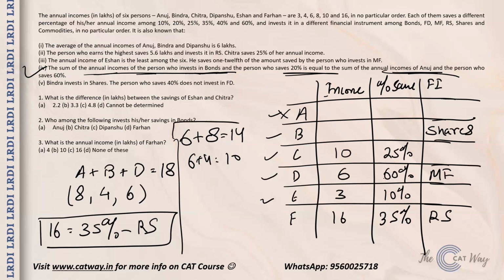Okay, let's see what we have. Let's say the bond person is E and he is getting 3. Then the person who saves 20%, again, the 20% guy also cannot be A. Now one thing is clear, because A cannot be the 20% guy, that is going to be B, and in that case A is going to be the 40% guy. So the 20% guy is B.